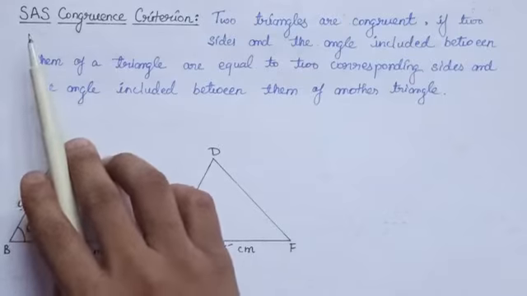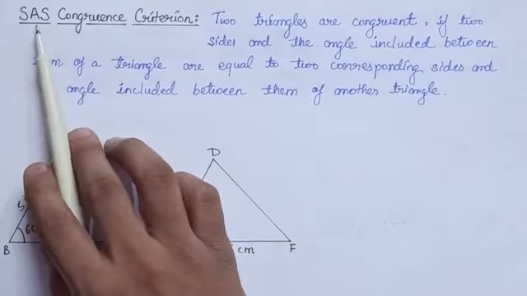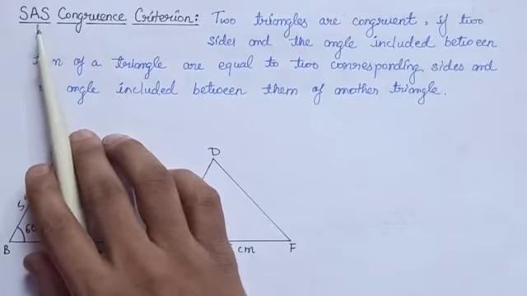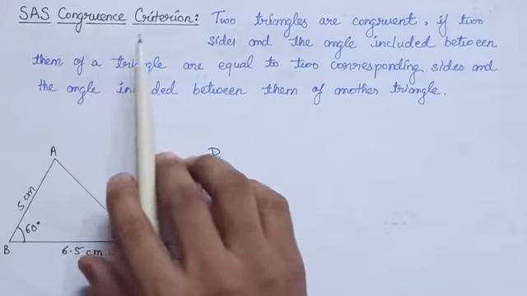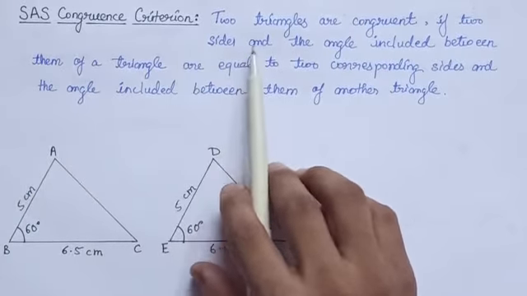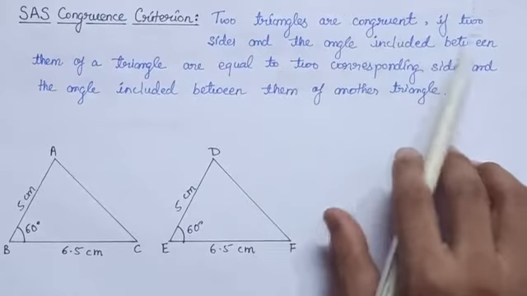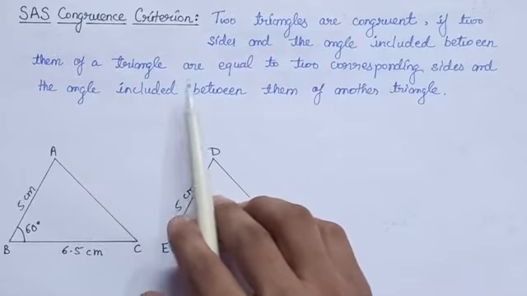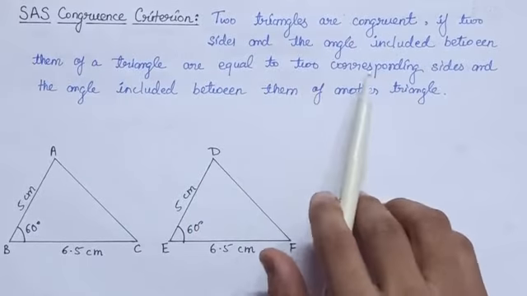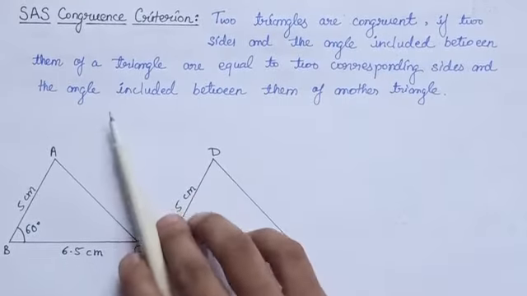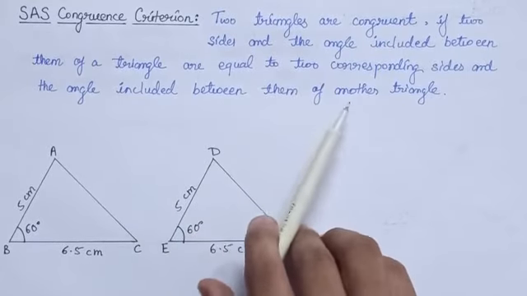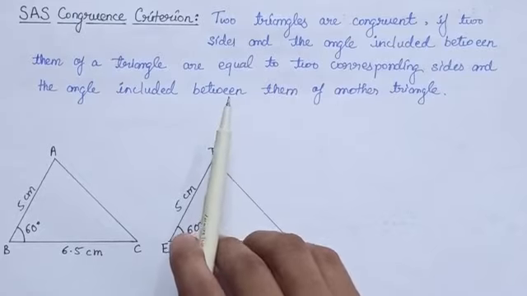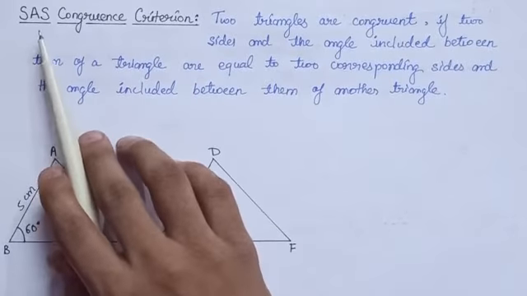The next criterion for congruency of triangles is SAS congruency. SAS means side angle side congruency. According to this criterion, two triangles are congruent if two sides and the angle included between them of a triangle are equal to two corresponding sides and the angle included between them of another triangle. Then we can say the two triangles are congruent to each other by SAS congruency.